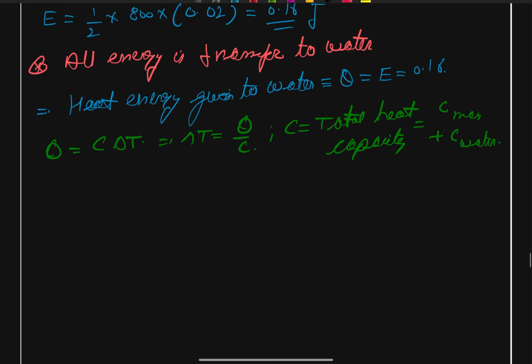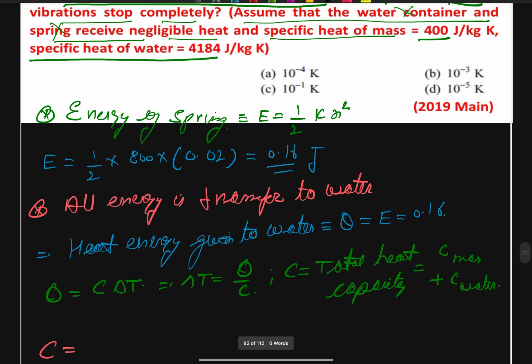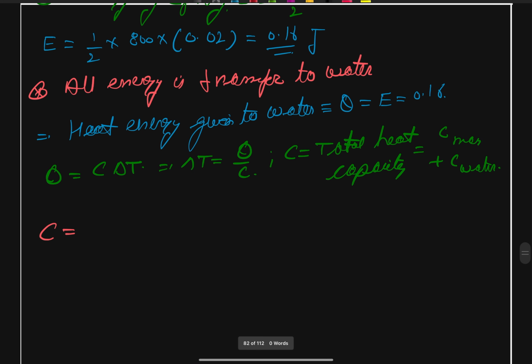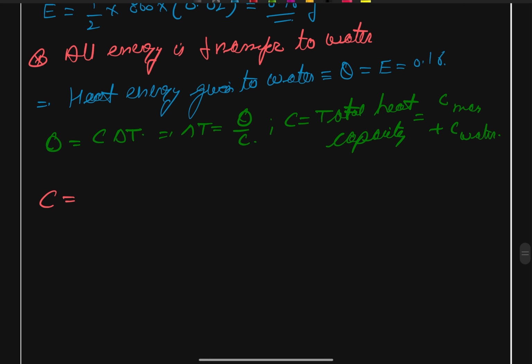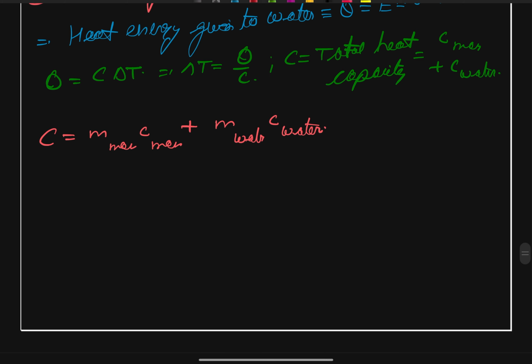So we can write that our C will be equal to, mass is given as M, and specific heat is given to us as 400. So we can say this heat capacity C will be equal to the mass of our mass times the specific heat of our mass, plus the mass of our water times the specific heat of our water. So we simply substitute the values.